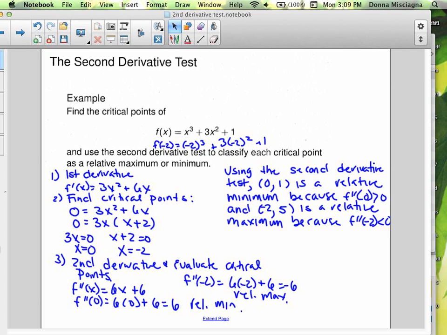Using the second derivative test, (0, 1) is a relative minimum because f double prime of 0 is greater than 0, and (-2, 5) is a relative maximum because f double prime of negative 2 is less than 0. So concave up is going to be a relative min. Concave down is going to be a relative max.